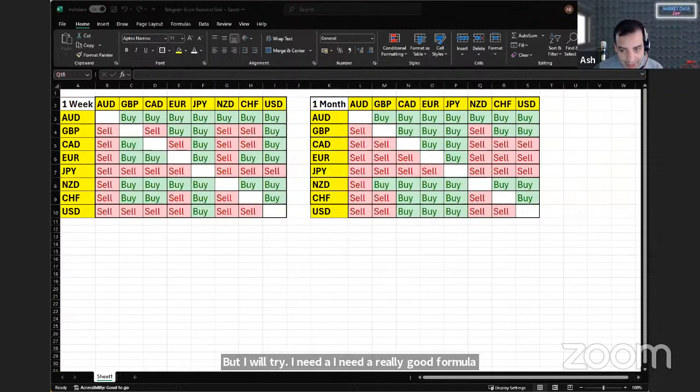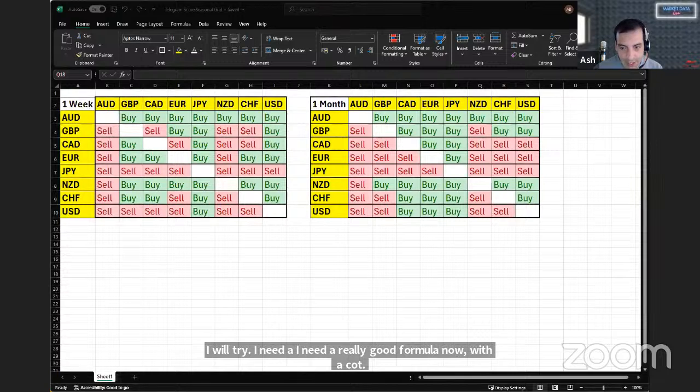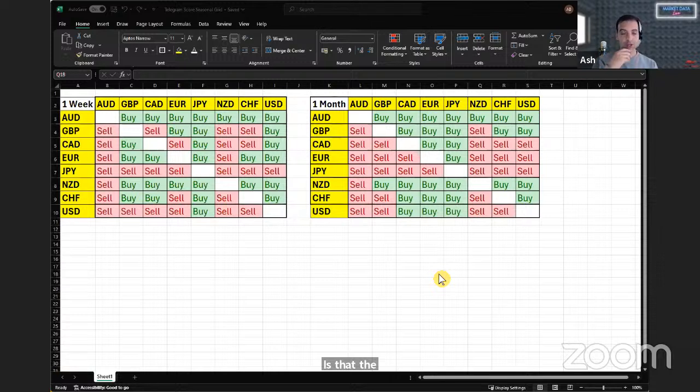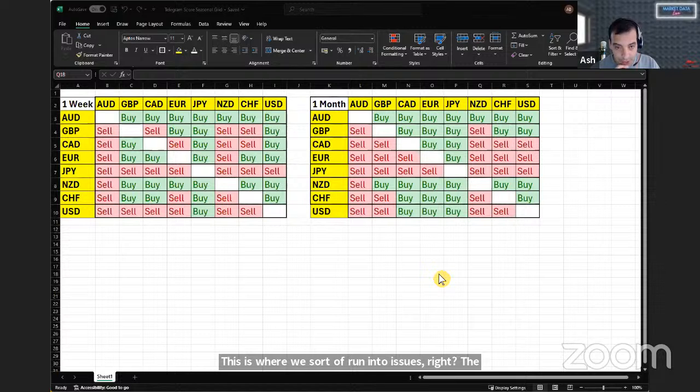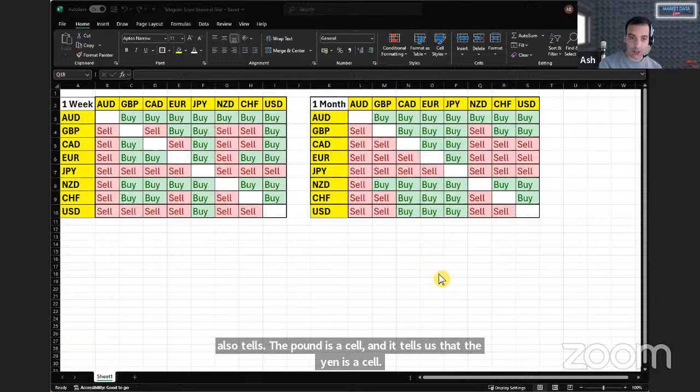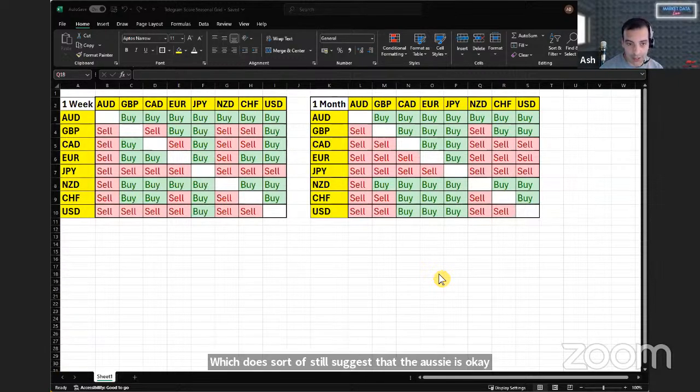What the COT is telling us this week is that the Aussie, now this is the problem. This is where we run into issues, right? The COT is telling us that the Aussie is a sell, and it's a pretty hard sell. It also tells us the pound is a sell, and it tells us that the yen is a sell, which does still suggest that the Aussie yen is okay. But the COT data is not in agreement with the seasonals. Now we have to understand. I will try and do it, Gary. I'll see if I can work out a good formula for doing the COT.